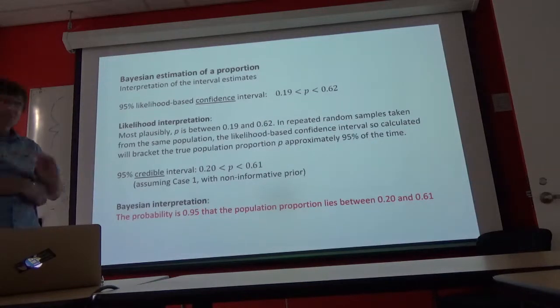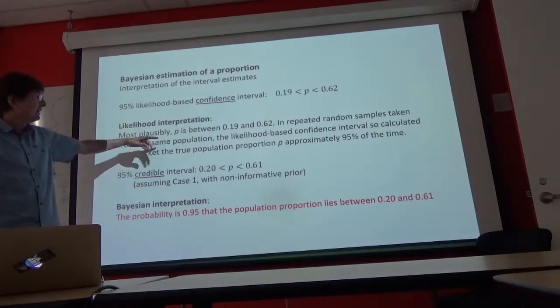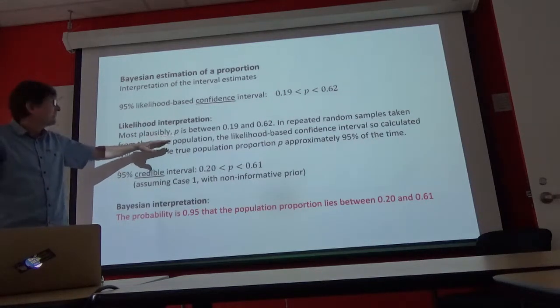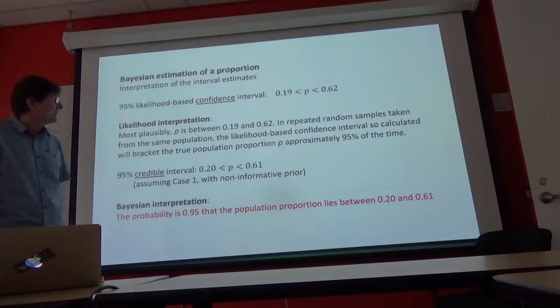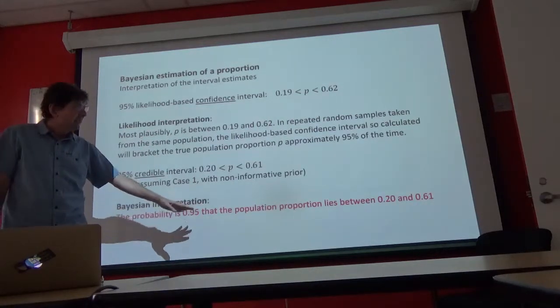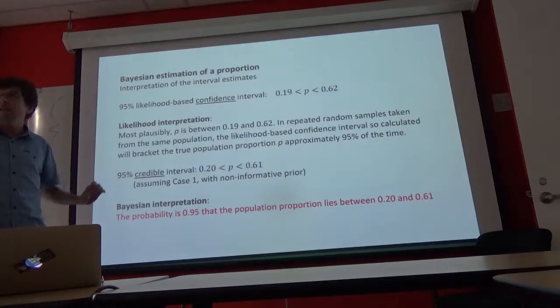And the reason this is so different from this one is that here, p is out there, it's truth, and our uncertainty is from the random sampling process. Here, p, the proportion of males, is a random variable. This model is a random variable.